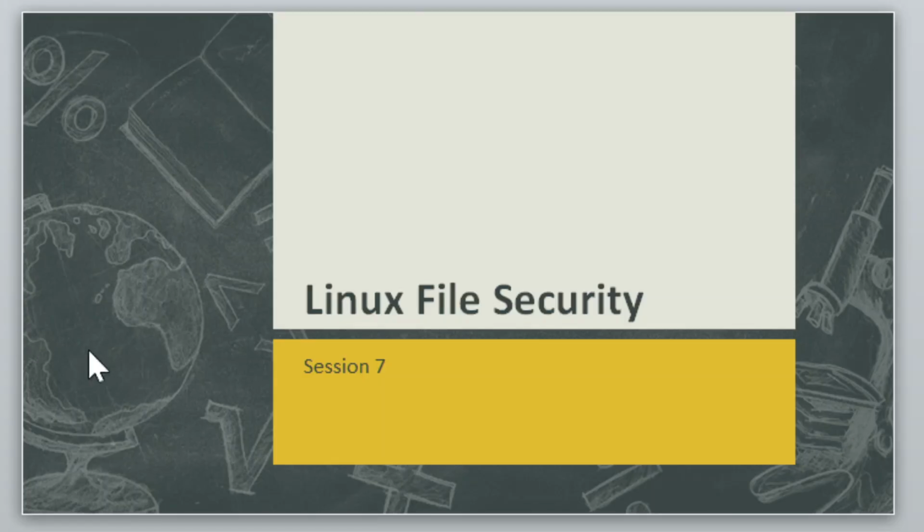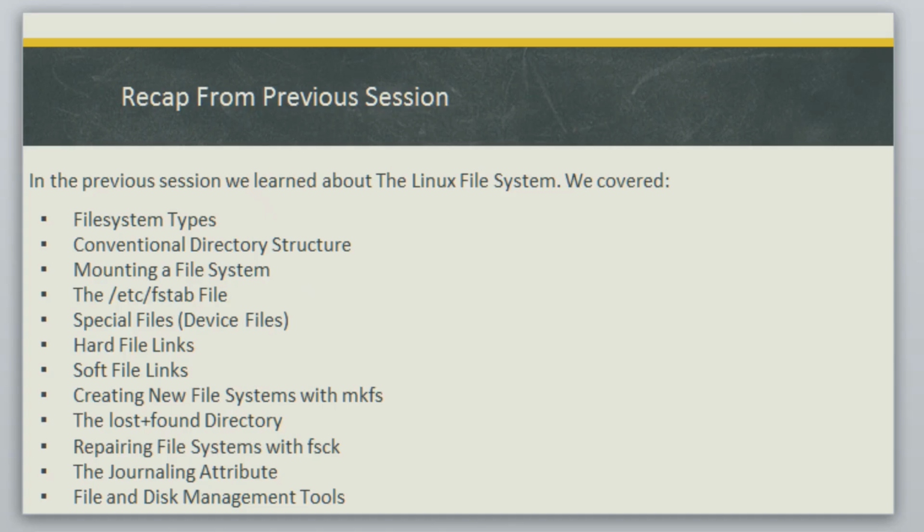Today, we're going to be covering Linux file security. So last session, we went over file system types, conventional directory structure, mounting a file system, the /etc/fstab file, special files, hard file links, soft file links, creating new file systems with mkfs or make file system, the lost and found directory, repairing file systems with fsck, the journaling attribute, and file and disk management tools.